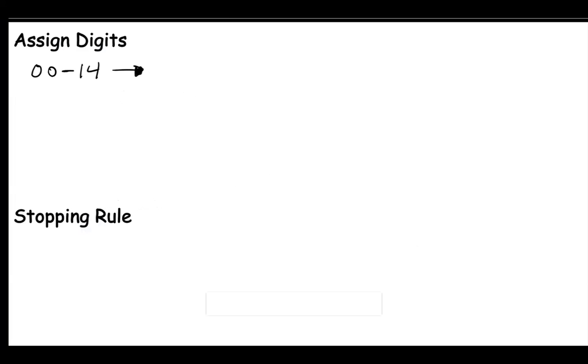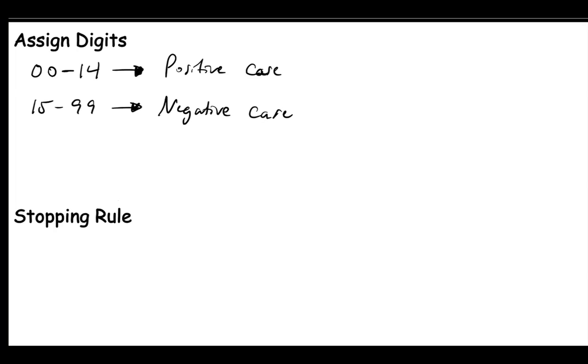So positive, let me keep writing this. Positive case, 15 to 99. Negative case. And we said we're going to stop at one trial. One trial equals 4 what? Why did I choose 4? Out of all numbers, why did I choose 4? 4 kids. So for one trial, I'm going to do 4 kids.